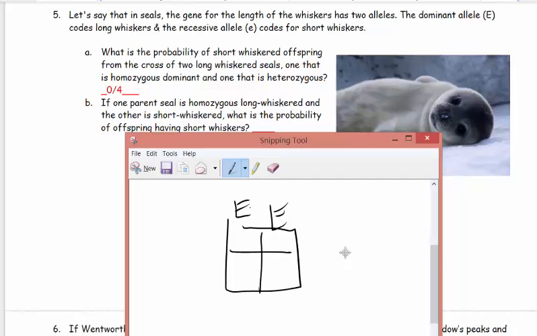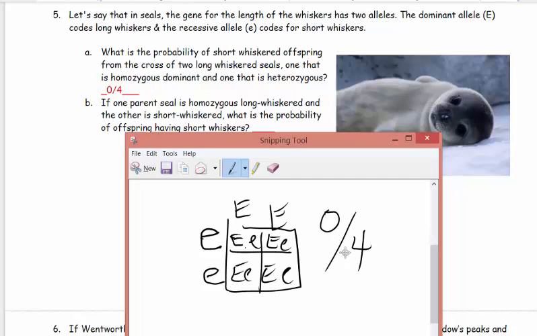And another one that is short whiskered, which means it is recessive, and that means it has to have both recessive traits. If we cross this, we'd end up with big, small, big, small, big, small, big, small. Now, if any of these outcomes have a big letter, then they're going to take on the dominant trait, which is long whiskers. So again, we'd have 0 of them that are going to be recessive. None of these are recessive because they're all heterozygous.